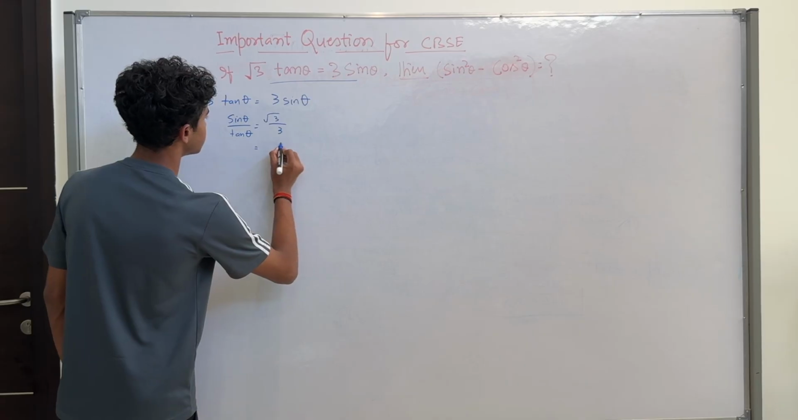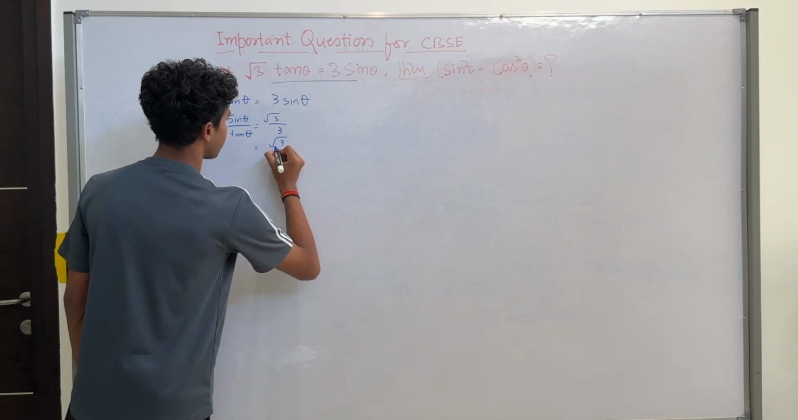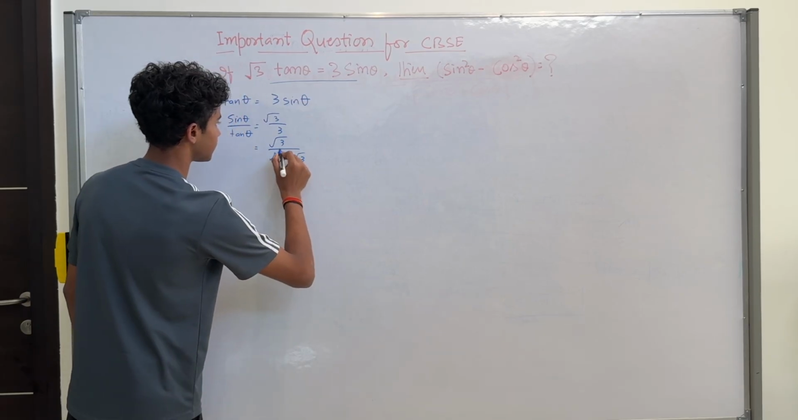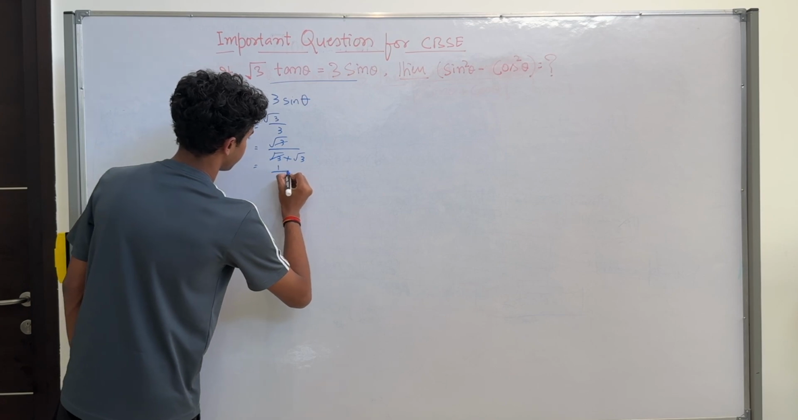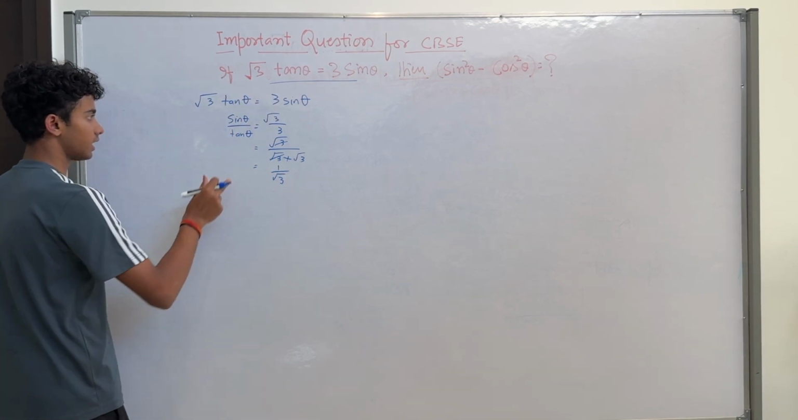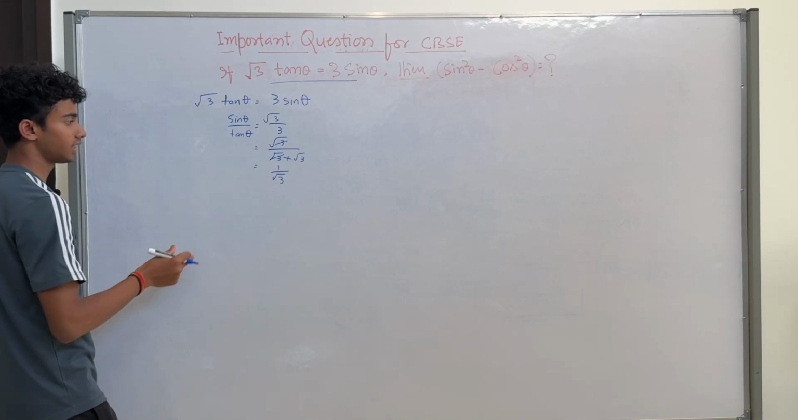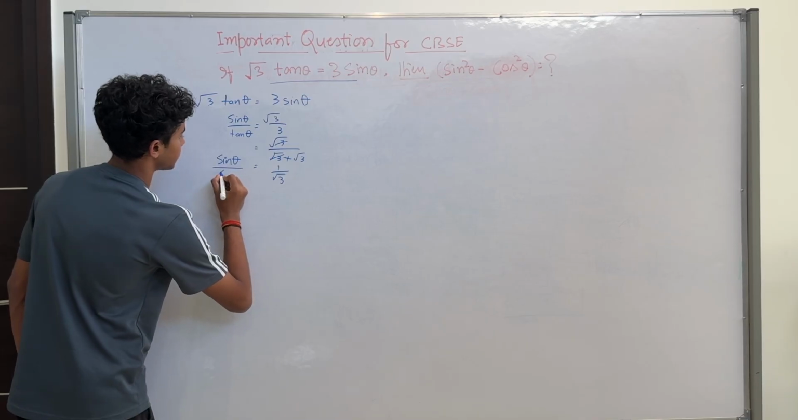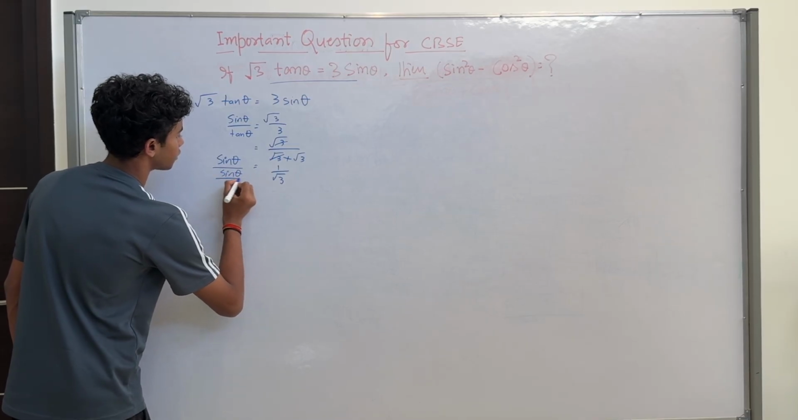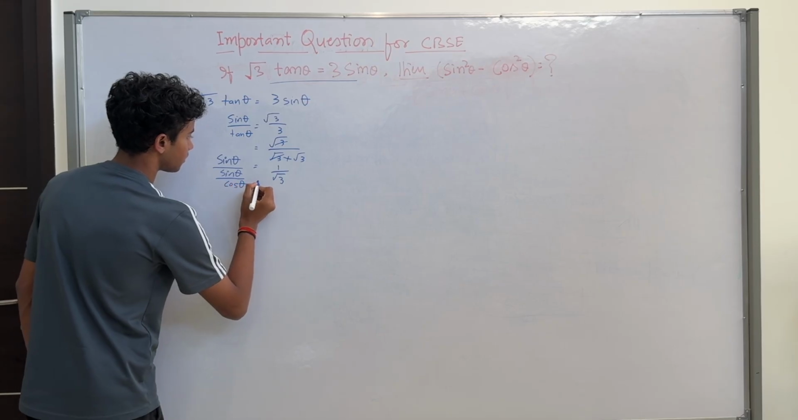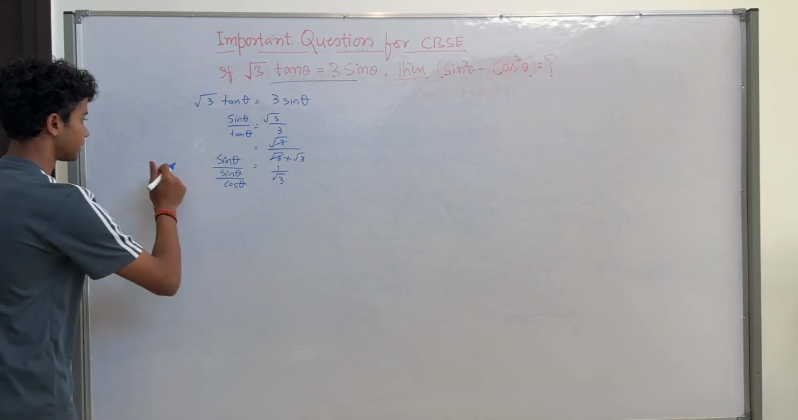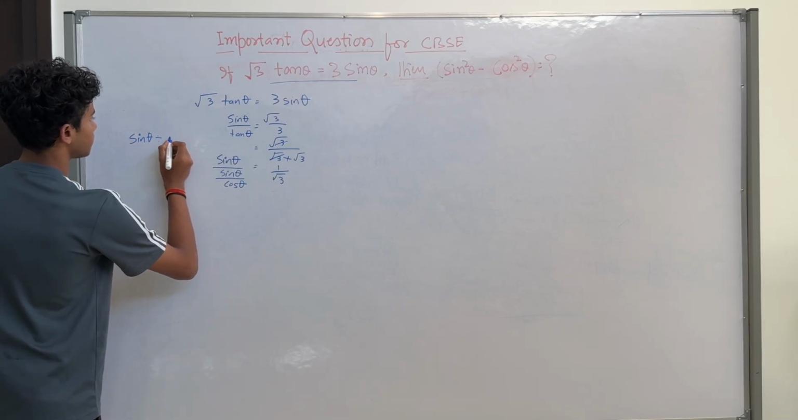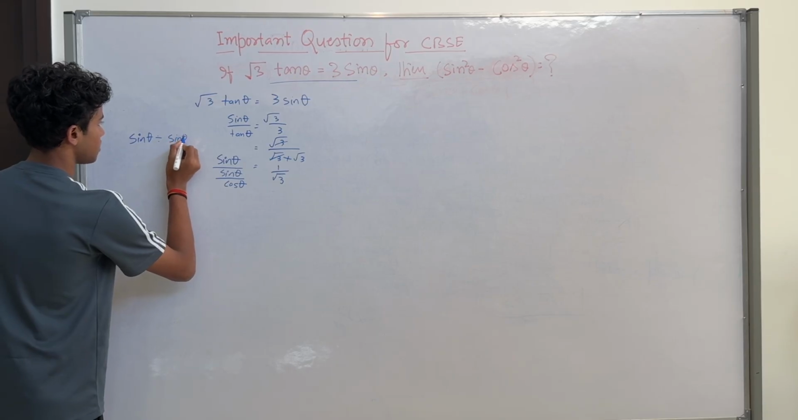Then this 3 we can write it as root 3 into root 3, because root 3 square is 3, into root 3. Cancel it out, you get 1 by root 3. And this tan theta, let's write it as sin theta by cos theta. And sin theta by sin theta by cos theta equals that. Okay, this one let's write like this: sin theta divided by sin theta by cos theta.